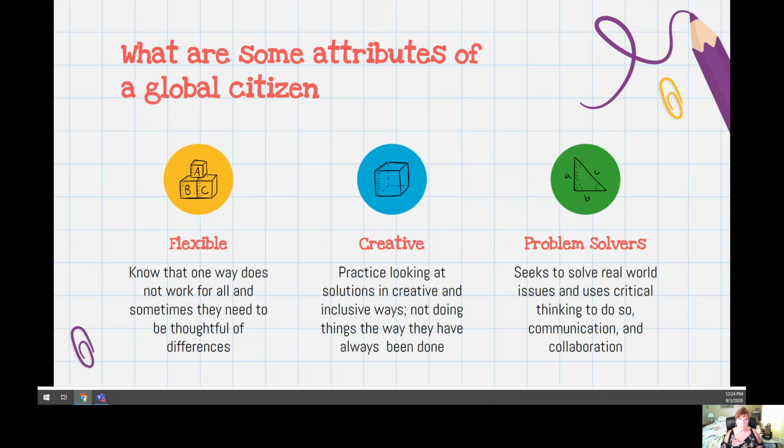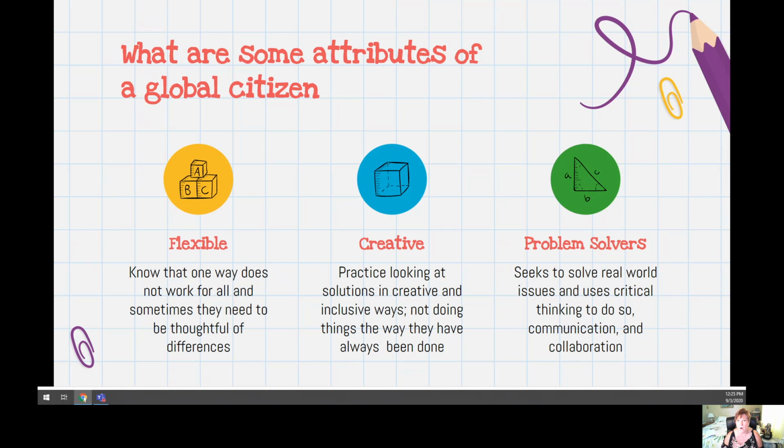So what are some attributes of a global citizen? The first thing is they need to be flexible. Know that one way does not work for all, and sometimes they need to be thoughtful of differences. Actually, always they need to be thoughtful of differences. Another attribute of a global citizen is they're creative, and we talked about this in prior modules. They practice looking at solutions in creative and inclusive ways. They're not doing things the way they've always been done just because that's how we've always done it. They're looking to find new ways of thinking, new ways of doing that make things better.